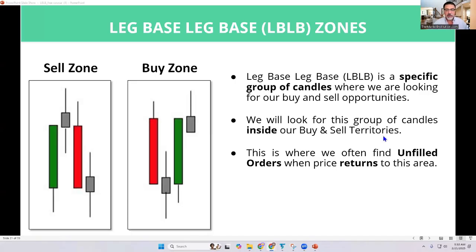We look for this group of candles inside the buy territories and sell territories, which we'll cover in another section. This is just all about leg base today. This is where we often find unfilled orders, and in the future, we see price change direction.